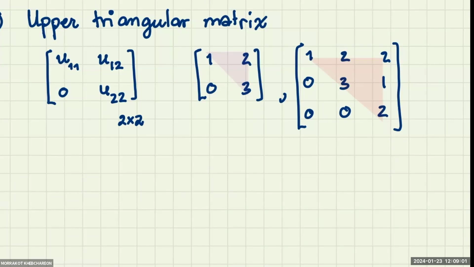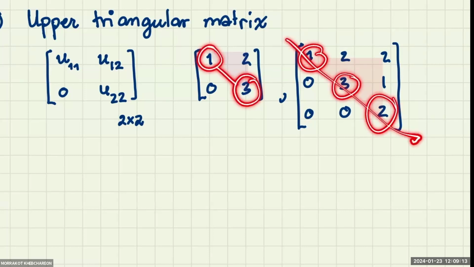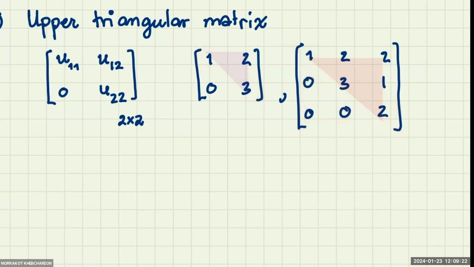So you can see that the ones below the diagonal elements equal 0. All of the elements below the diagonal equal 0. We call this matrix an upper triangular matrix.